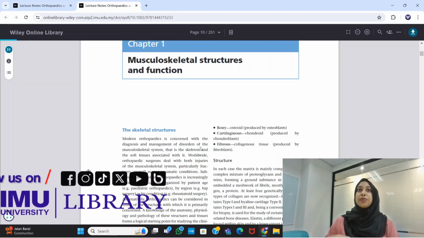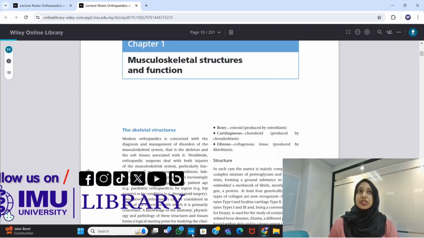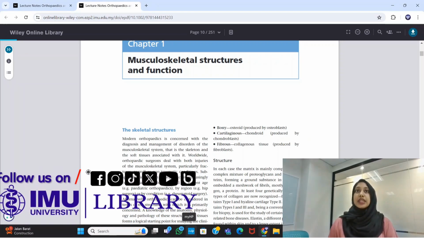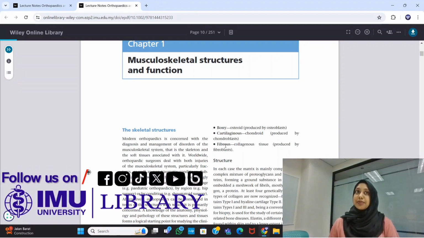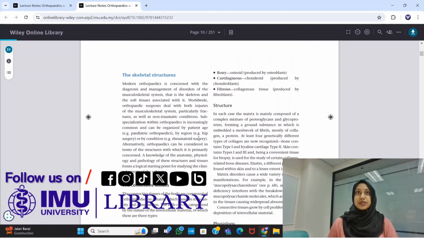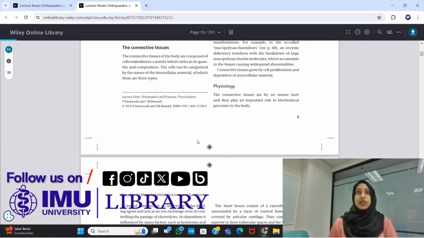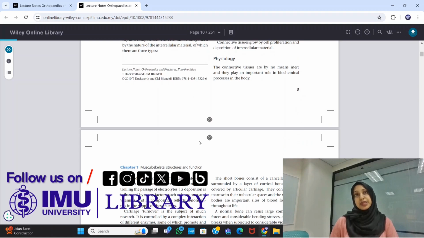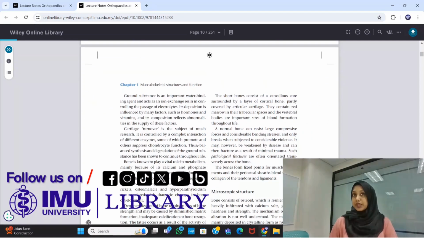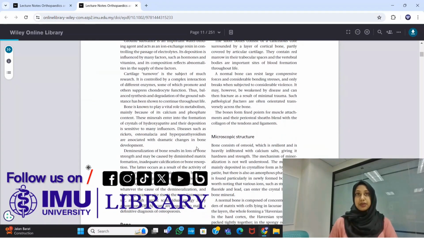Each chapter provides a comprehensive overview of the condition, covering its etiology, clinical features, diagnostic methods, and treatment options. The ebook also includes practical information on orthopedic procedures, rehabilitation protocols, and common complications encountered in orthopedic practice.